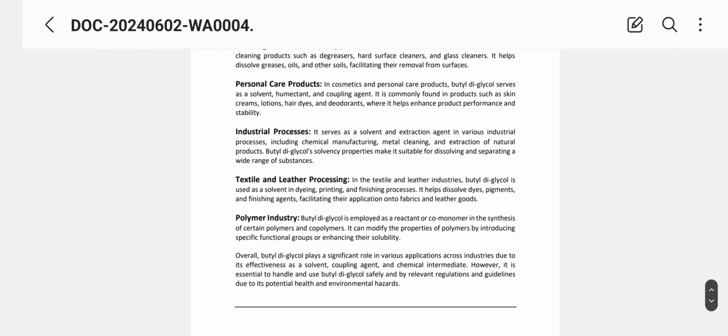Overall, butyl diglycol plays a significant role in various applications across industries due to its effectiveness as a solvent, coupling agent, and chemical intermediate. However, it is essential to handle and use butyl diglycol safely and in accordance with regulations and guidelines due to its potential health and environmental hazards.